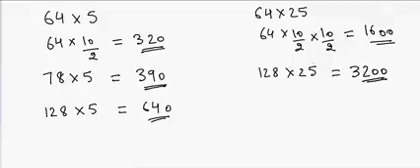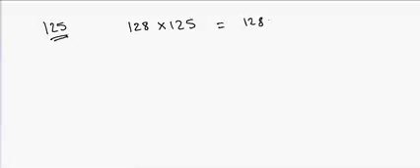Again, let's go to one more trick. If we have to multiply by 125, how do I multiply by 125? Let me take an example. 128 I want to multiply by 125, then that can be written as 128 into 10 by 2 into 10 by 2 into 10 by 2.